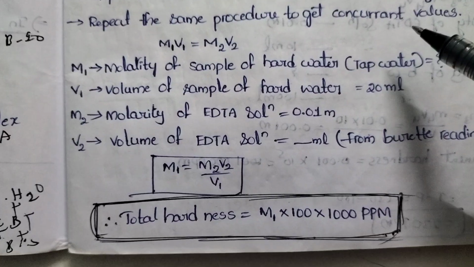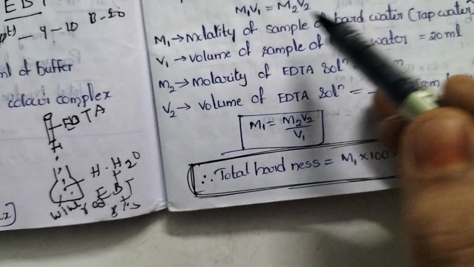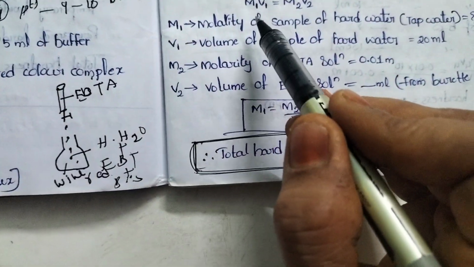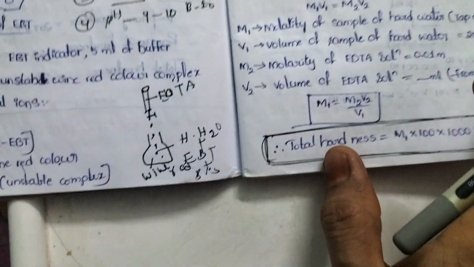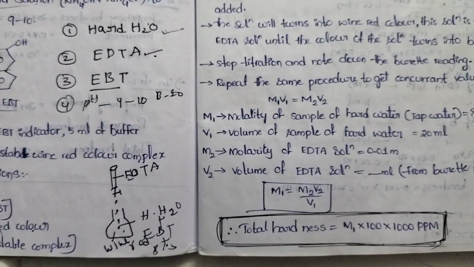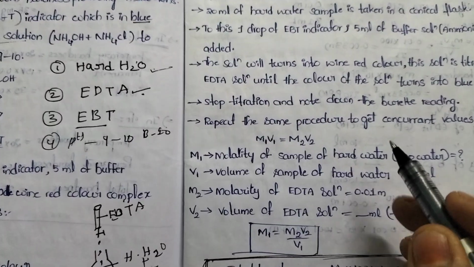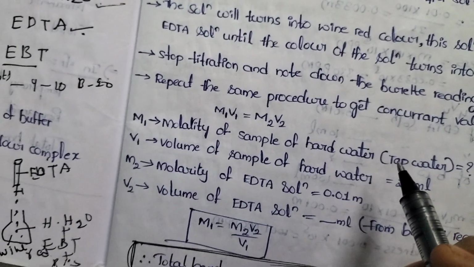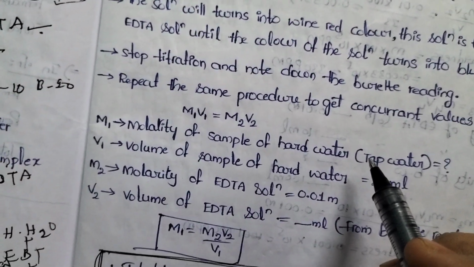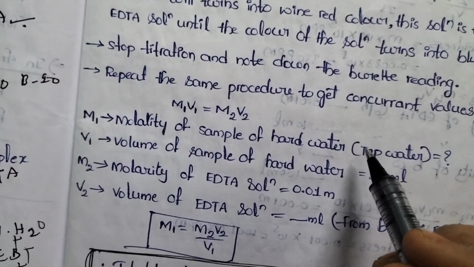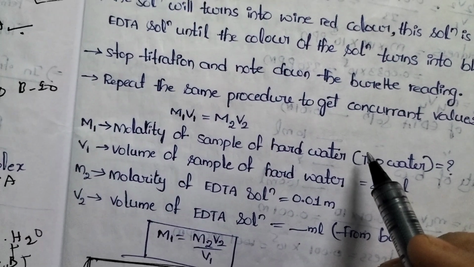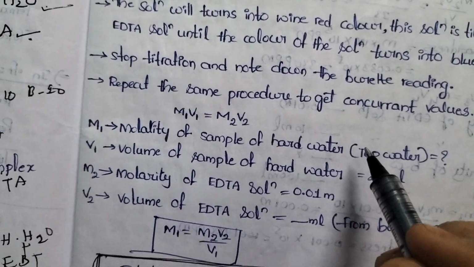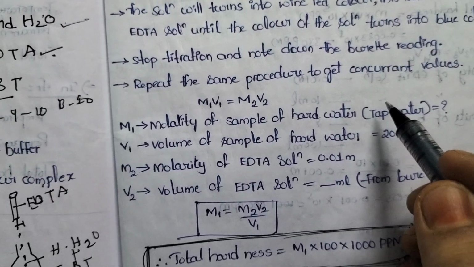Look into the calculation part. To calculate the hardness of water, here two steps are there. First step is total hardness. Second step is permanent hardness. Permanent hardness is nothing but the hardness which remains after separating the temporary hardness. If you remove the temporary hardness from total hardness, the remaining water is considered as permanent hard water.